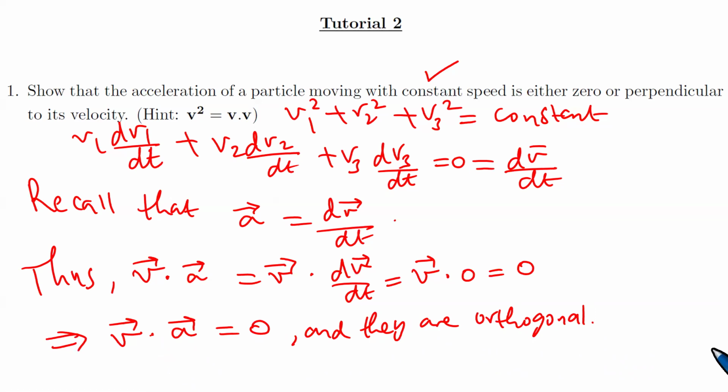Please look at this very carefully. Think about this, and let us know if you have a question here so far. What were we supposed to prove here? We're supposed to show that the acceleration of a particle moving with constant speed is either 0. So we've got that at this point.